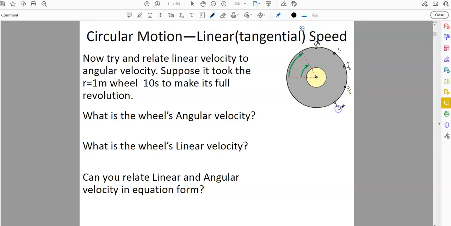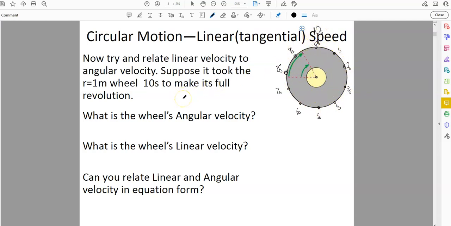4 seconds mark, it's here. 5 seconds mark, it's here. 6 seconds mark, it's here. 7 seconds mark, it's here. 8 seconds mark, it's here. 9 seconds mark, it's up here. And then 10 seconds, it's back to the top to where it was. Okay, so this thing is rolling one full revolution over the period of 10 seconds.